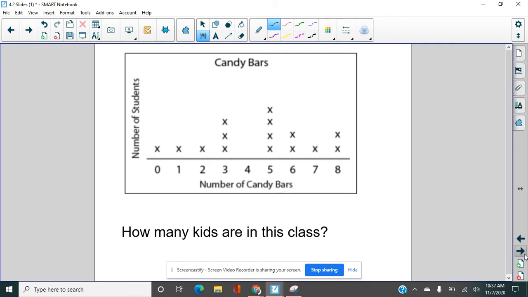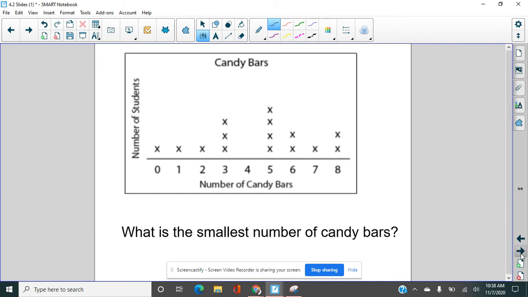So here is a line plot about candy bars. All the students in the class were asked how many candy bars they had, and these were their answers. So we could figure out how many kids are in this class. Well, what would we need to do? We would just need to count the X's because each X is a kid. 1, 2, 3, 4, 5, 6, 7, 8, 9, 10, 11, 12, 13, 14, 15. There are 15 kids in this class. That's a really small class, isn't it?